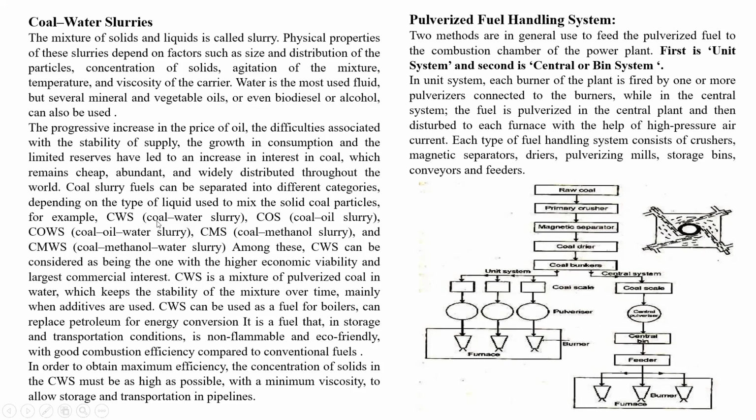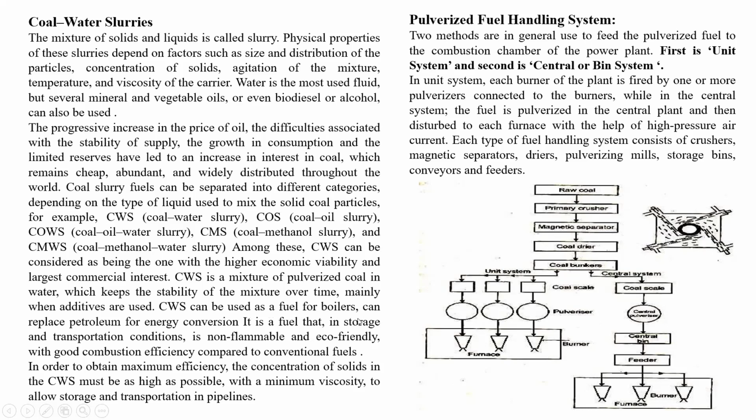For example, CWS, coal water slurry, coal oil slurry, coal oil water slurry, coal methanol slurry, and coal methanol water slurry. Among these, coal water slurry can be considered as the one with the higher economic viability and largest commercial interest. Coal water slurry is a mixture of pulverized coal in water, which keeps stability in the mixture over time, mainly when additives are used.